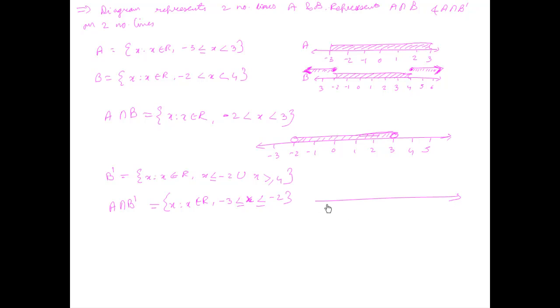This you can just graph by showing that's -4, -3, -2, -1, 0 and 1. From -3 to -2 both being included. This is also there. So is this.